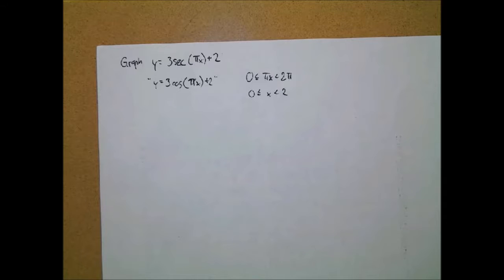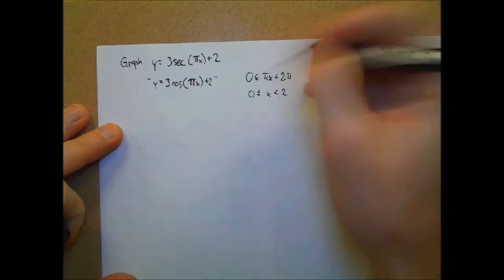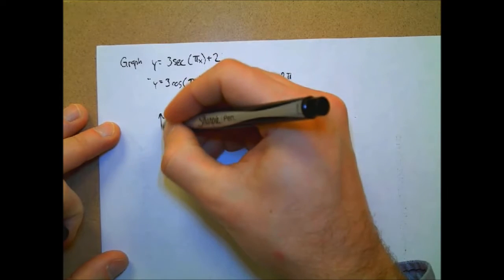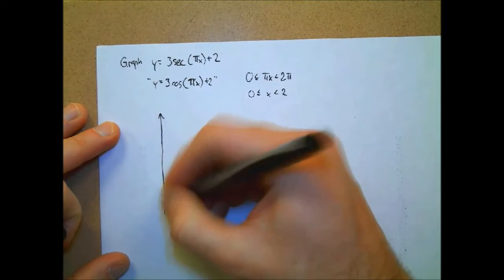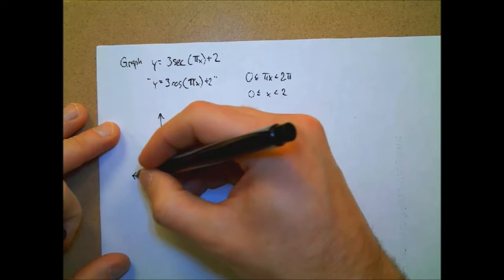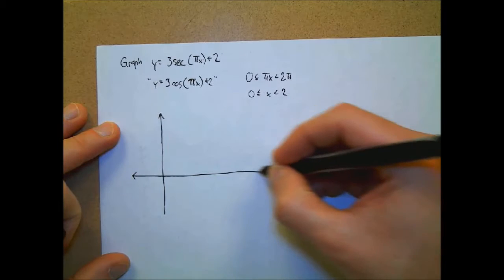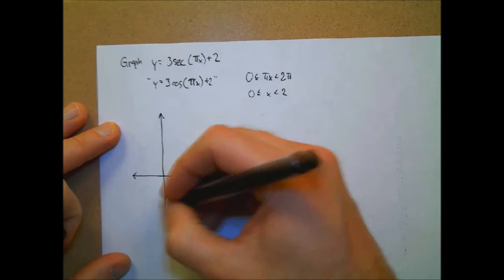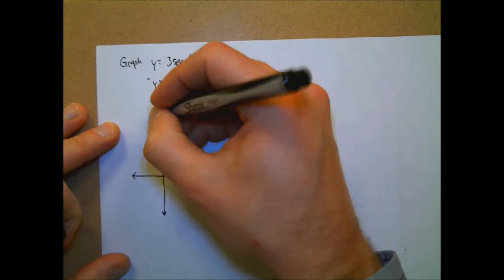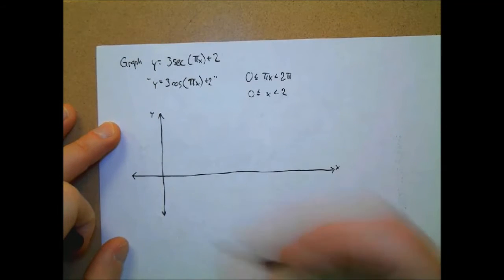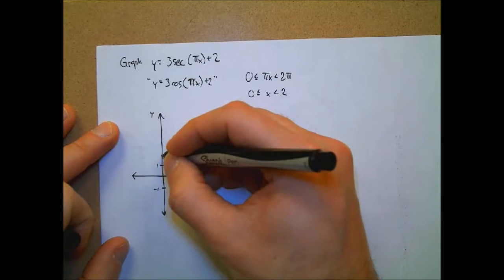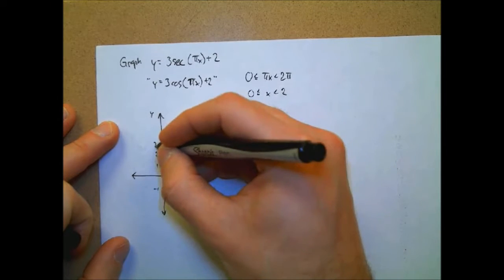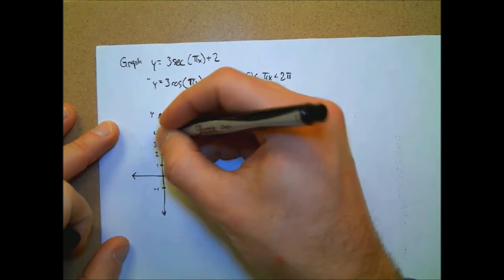Okay? So when you set up your axes here, you're going to want to make sure that you include a little bit more on the positive part of the y-axis than the negative. Like so. So let's see. I'll say there's negative 1, 1, 2, 3, 4. Oh crap! I didn't leave myself much space. 5.